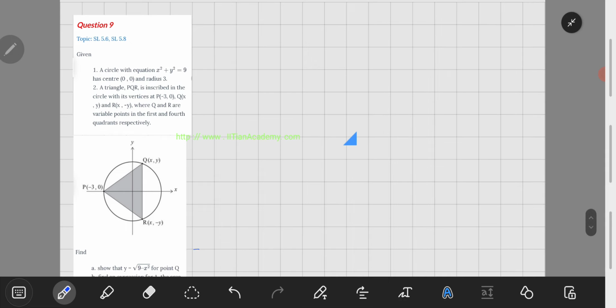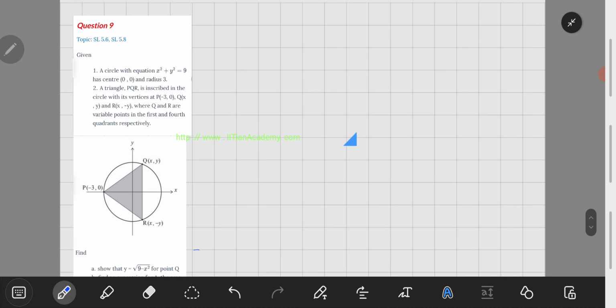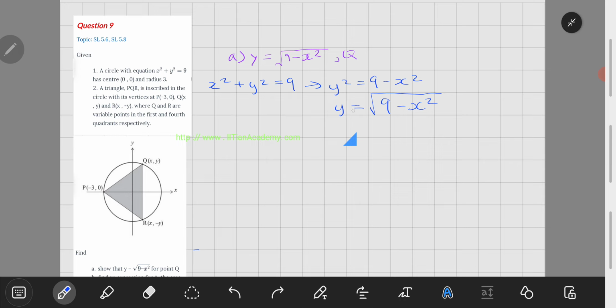Now, for the first question, we're asked to show that y is equal to the square root of 9 minus x squared for point Q. So we can show this by rearranging the equation for our circle. So x squared plus y squared equals 9. We can isolate y squared, so that y squared is equal to 9 minus x squared, and just take the root of our right side so that y is indeed equal to the square root of 9 minus x squared.